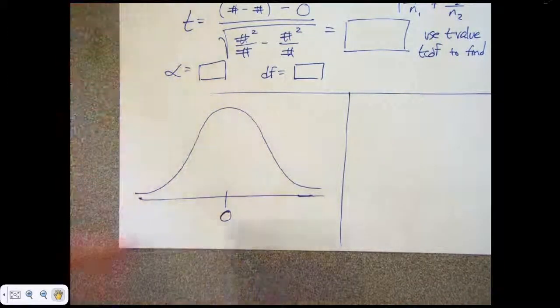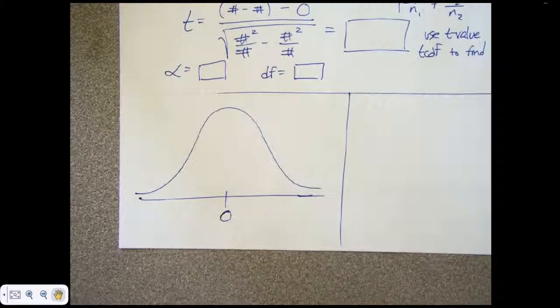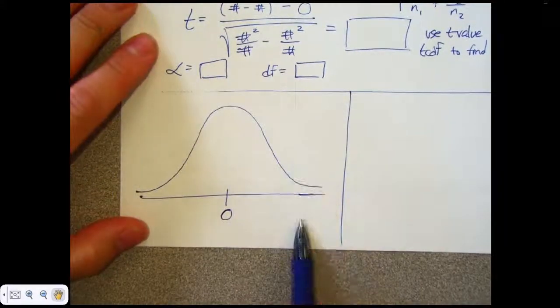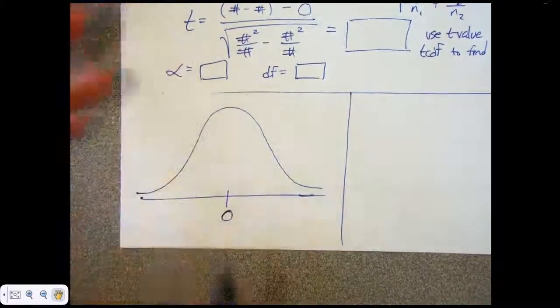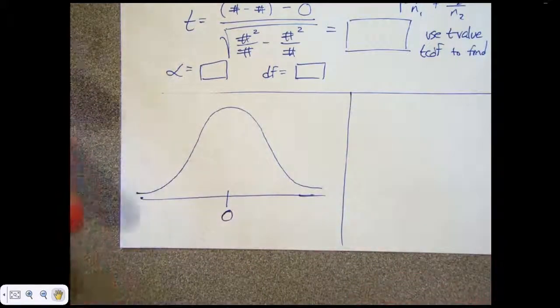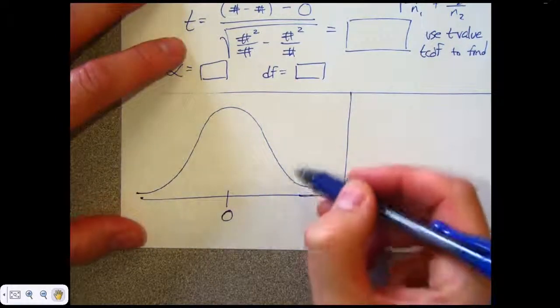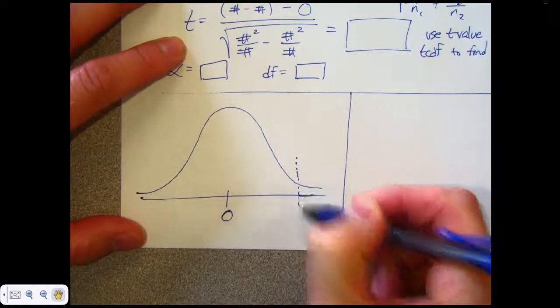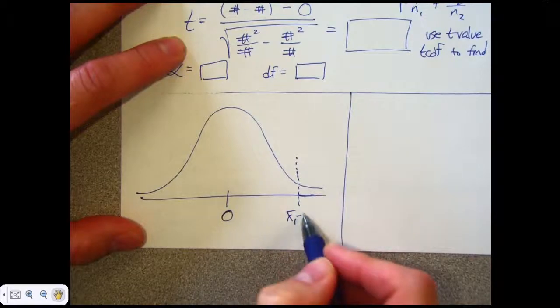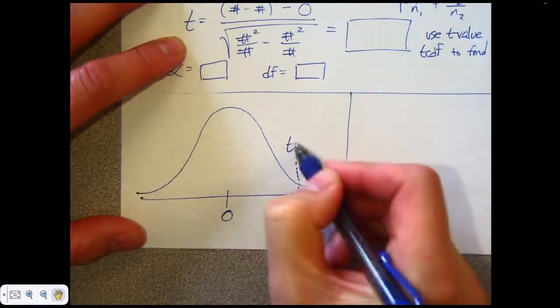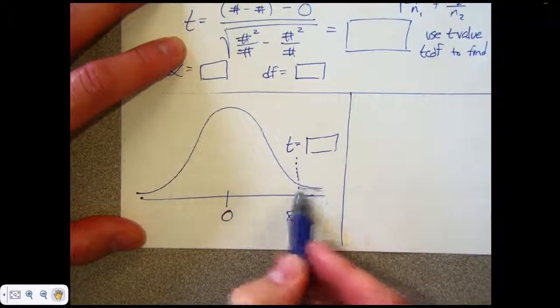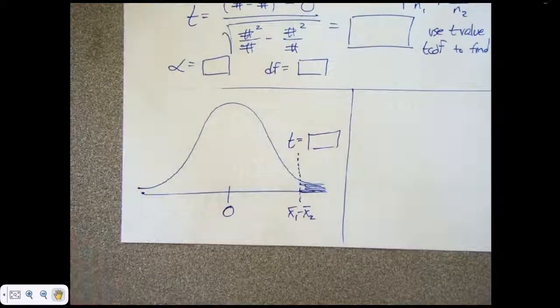And then, again, there are like 3 possible scenarios here. You might be over there, you might be over there. I'm just going to draw one of them and hope you can figure out how to do the other ones. Is that reasonable at this point? Okay. So let's just say I was over here. Then I would put x bar 1 minus x bar 2. I would put t equals whatever. And I would shade this little part there.